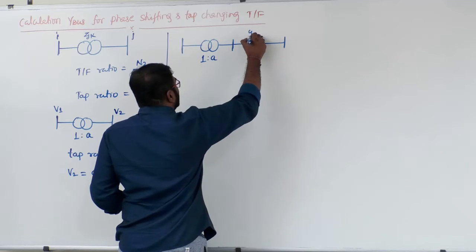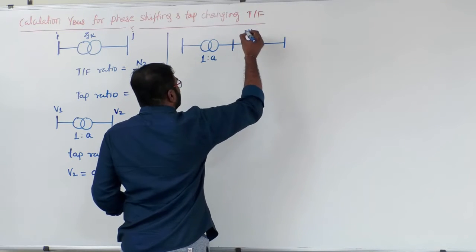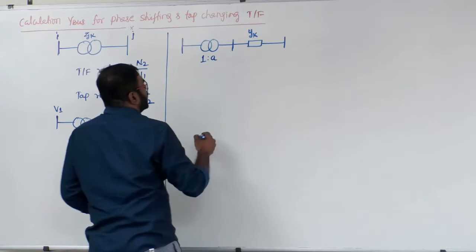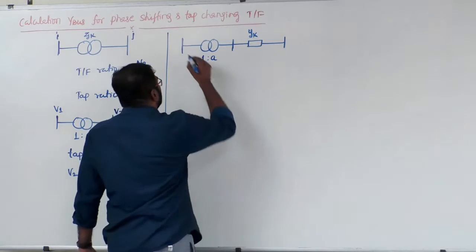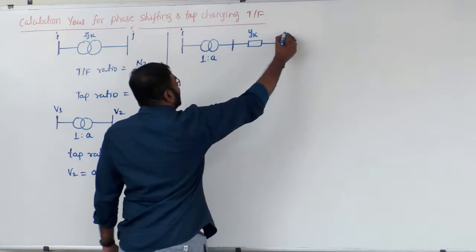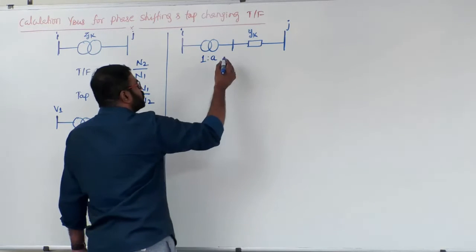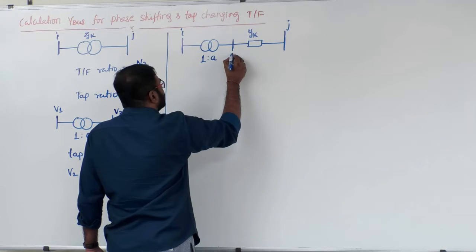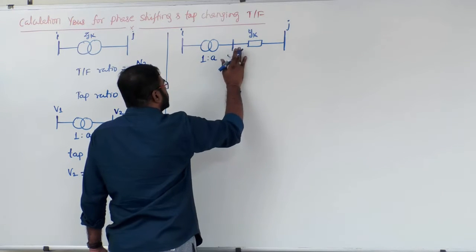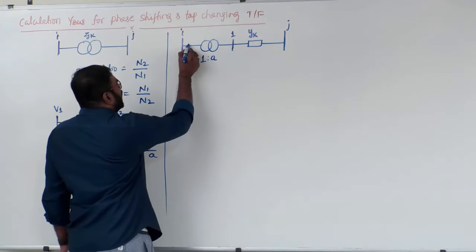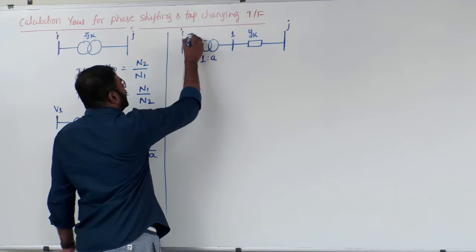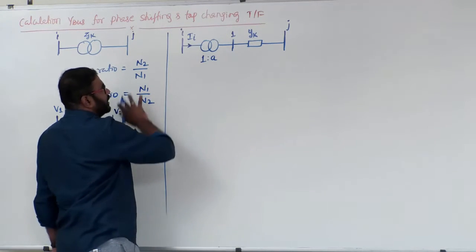Otherwise, if you write it in admittance form, the things become very simple. Yk, what is that Yk? 1 by Zk. So this is the ith bus, this is the jth bus, and this is an intermediate node. You can assume, let's say, node number m, better to say 1. The current injected here is Ii.